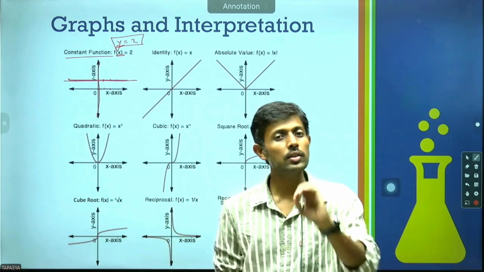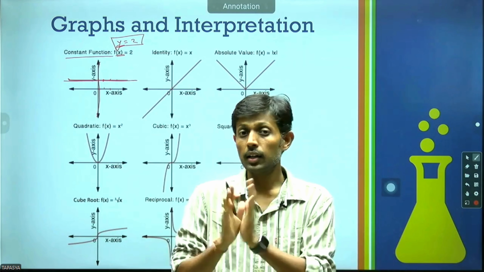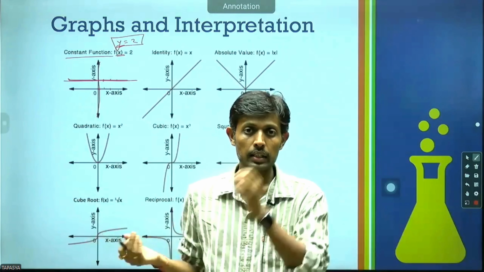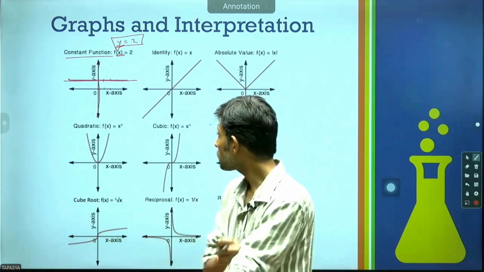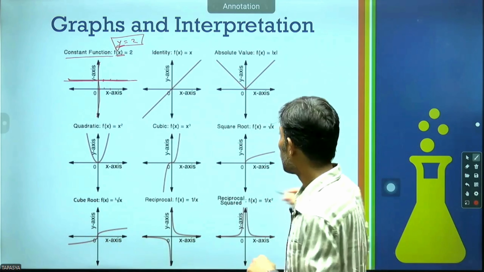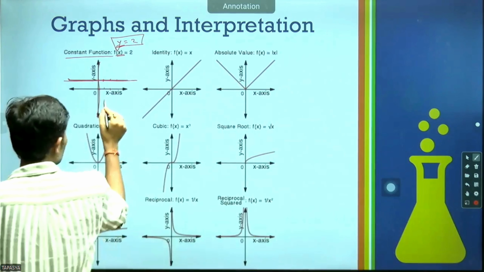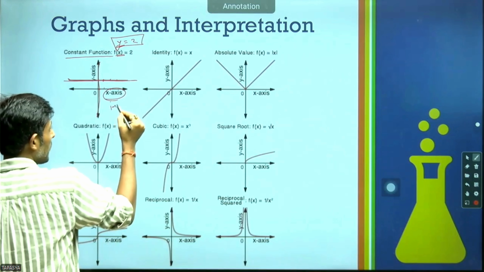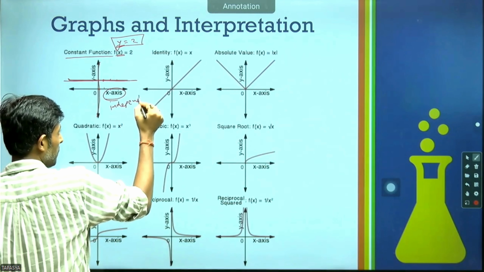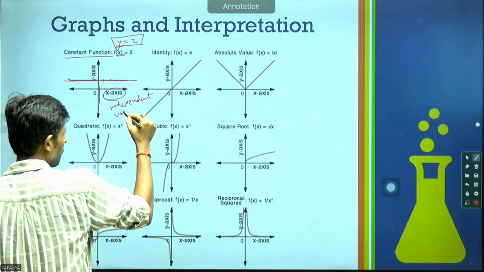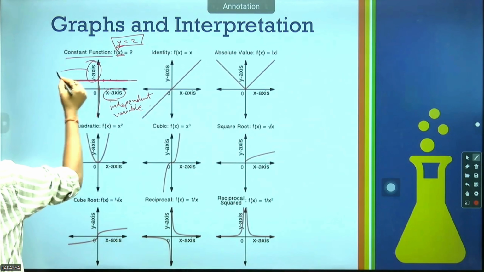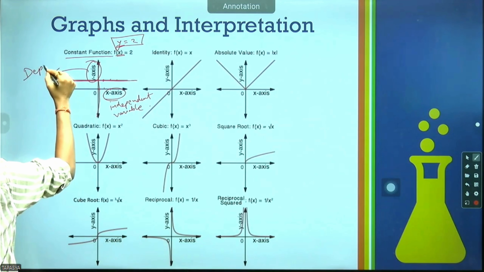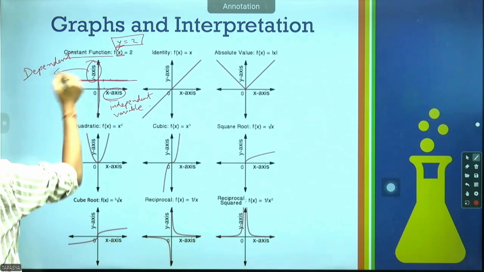That is a constant function. It does not change with the value of x. It does not change with the independent variable. By the way, just to recall, this is the independent variable, and whatever is plotted on the y-axis is your dependent variable.